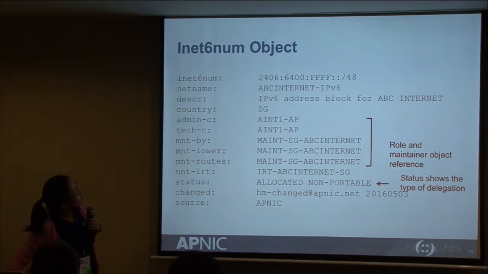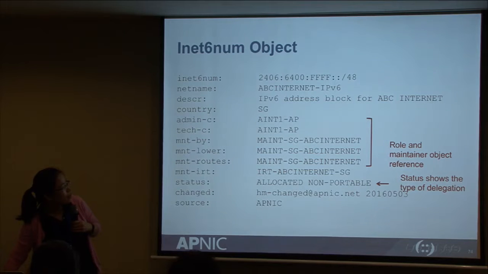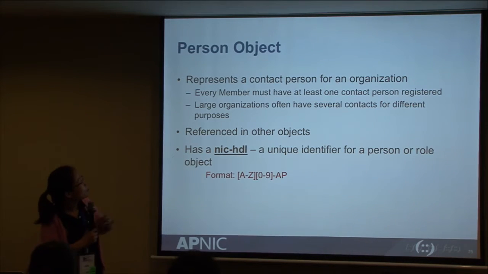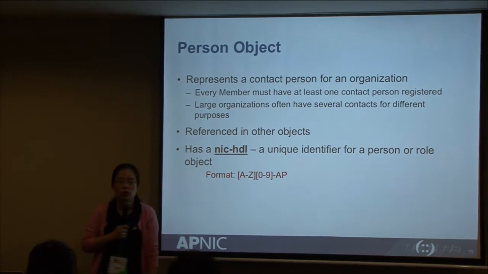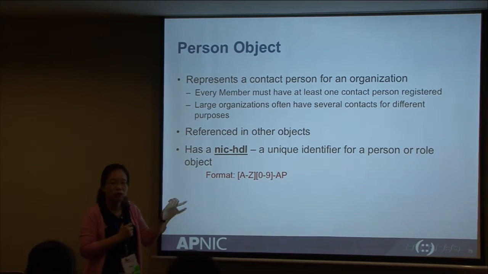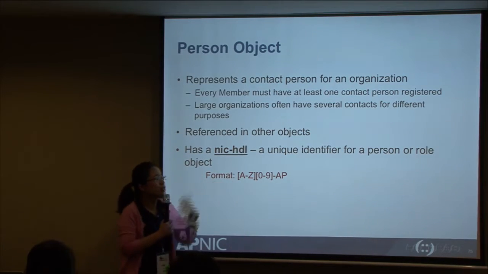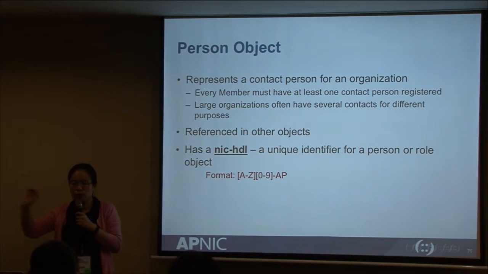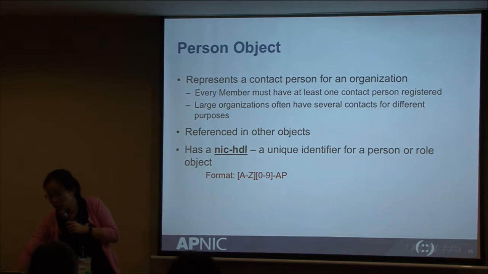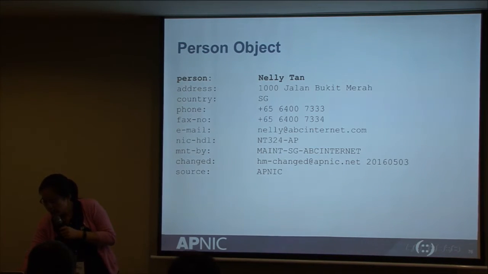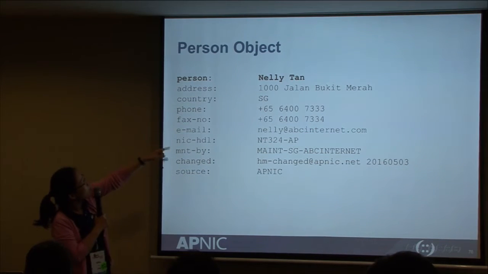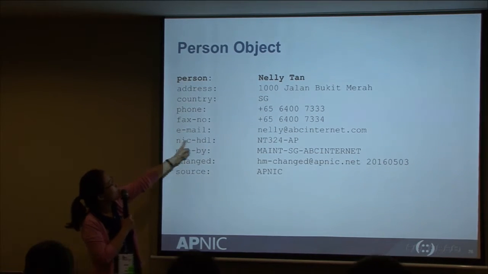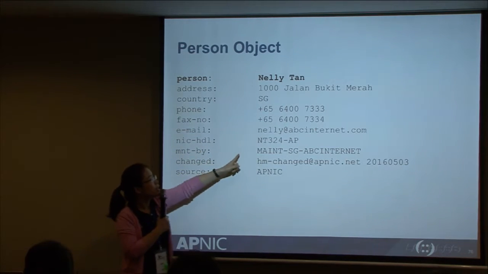Okay, so here for the IPv6 and IPv4 is similar. And then for the person object, I mentioned that there is a nick handle, a unique combination of numbers and alphabet, to represent one person or maybe one role, one group, one network operation group. And then you can see here is one person's object. We can see the name and the address, phone number and the email. And here is the nick handle.